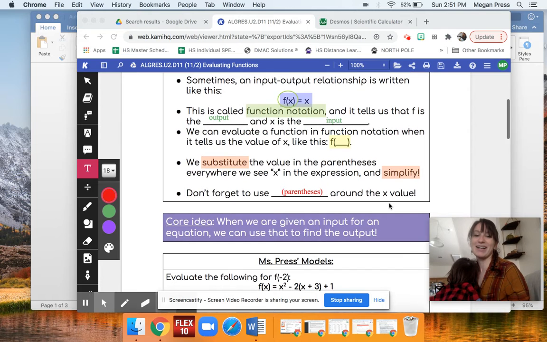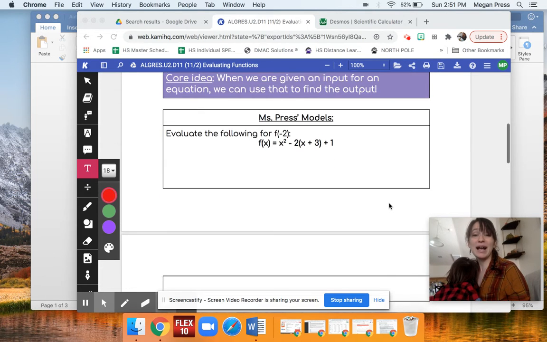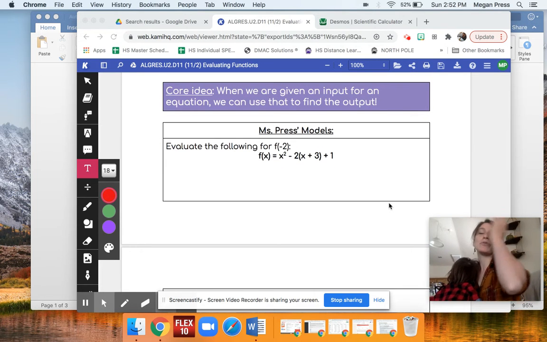So wish me luck. I'm going to do a quick model for you guys, and then you're going to do the rest going forward because I feel so confident that you're going to do amazing. And Ms. B is going to be watching on GoGuardian and on Google Classroom to make sure that your work is super solid.